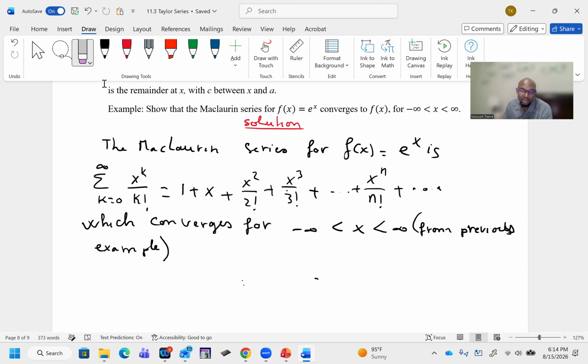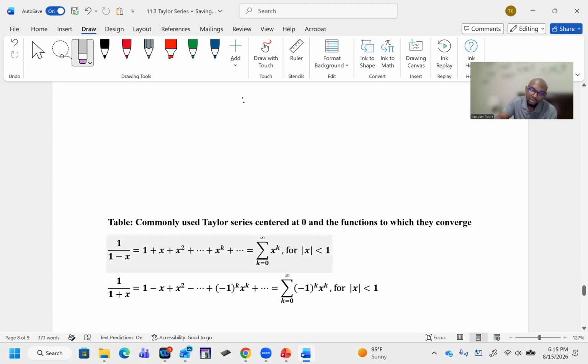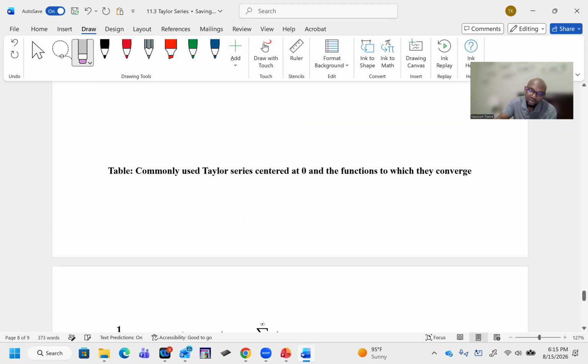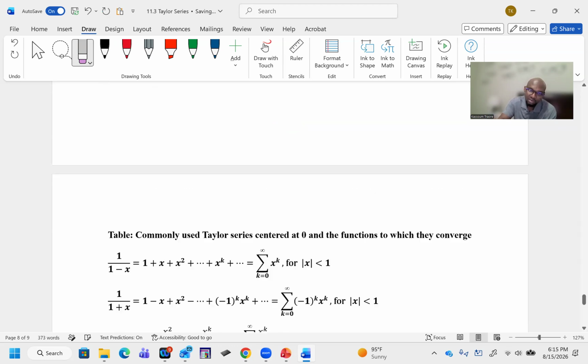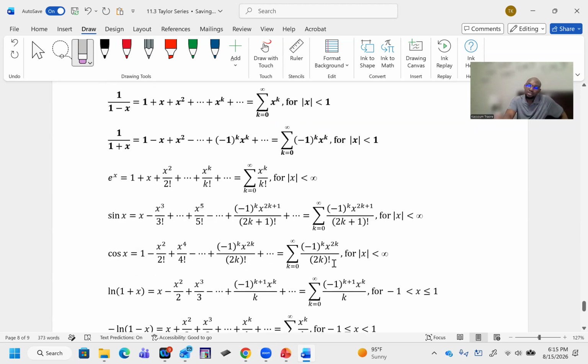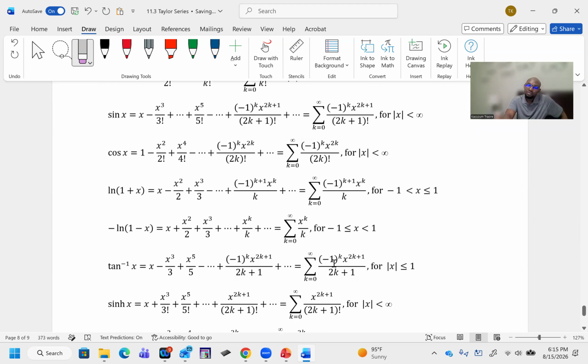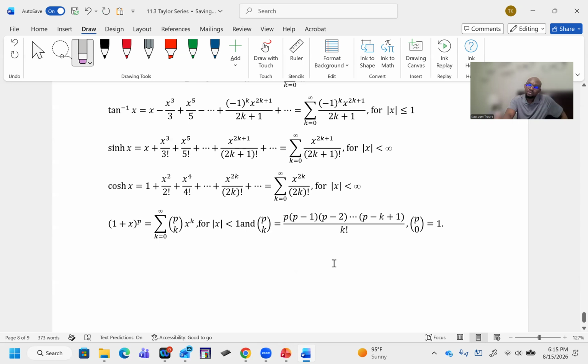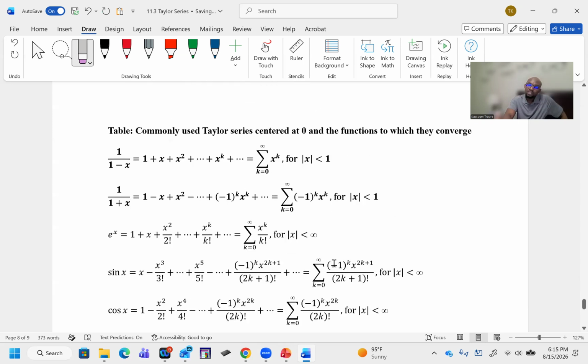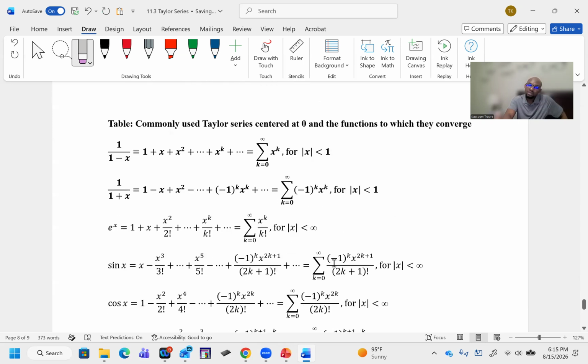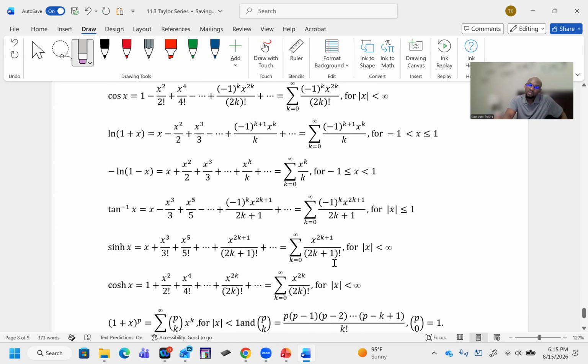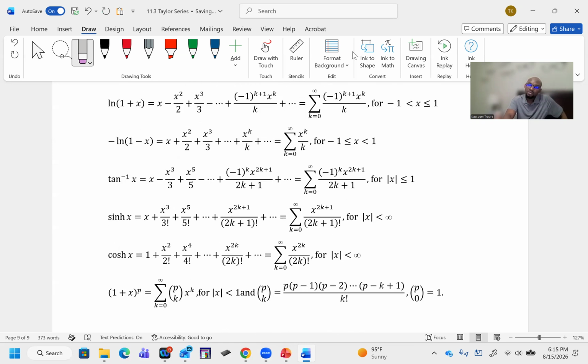And then below you have a table about some common Taylor series that are used. So you can read this one, okay? You can pause the video and take note about this one, and that's it. I will see you in the next section.